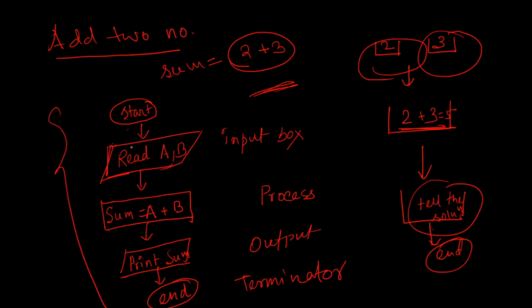First of all, we start the program. In the case of adding two numbers, first of all we need two numbers, so we are reading two numbers from the user, and after that we have to process the two numbers. So we have to add two numbers, and we are storing it in a sum. Okay, and after that we are printing the sum and we are ending the program. So this is the flowchart for adding two numbers.